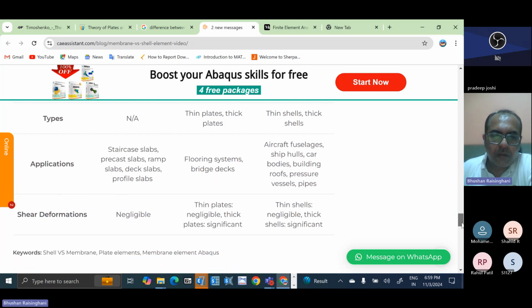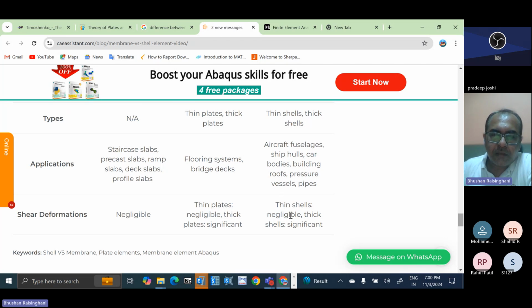So what can be modeled, like stair slab, precast slab, ramp, deck slab. All these are applications of your membrane. And if it is a bridge deck, then you can model it as a plate, or some type of flooring systems also you can do. Now, when it comes to aircraft fuselages, car bodies, building roofs, mostly the roof of the building, pressure vessel, pipe, all these are considered using the shells.